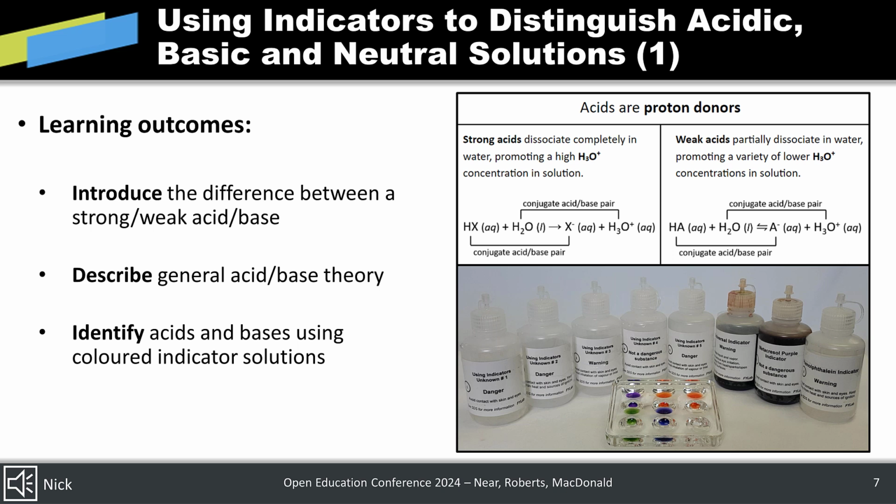And so shown over here in the figure on the right, we have example theory that we provide students, both with respect to strong and weak acids, as well as bases as they are conjugate pairs, as well as an example image of what students might actually use in the laboratory, which is the 5 unknown clear solutions, as well as a spot plate with some colored indicators.